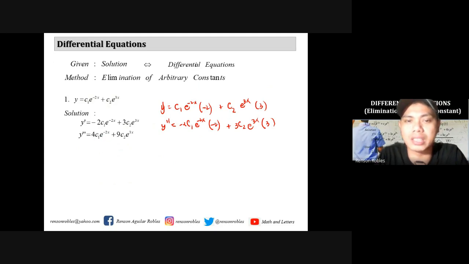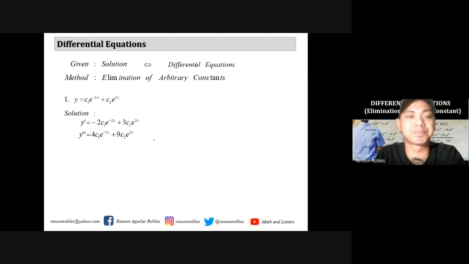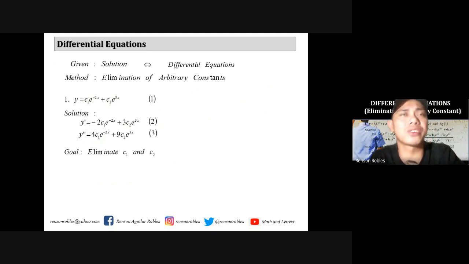4c1 e to the negative 2x, that's negative 2 times negative 2, that's why it's 4. And then 3 times 3, we have 9, c2 e to the 3x. Okay? Next. So, to eliminate c1 and c2, that is our goal. Okay, so we mark this equation 1, equation 2, and equation 3. So we shall apply the usual method. Yeah. If you can still remember how to solve systems of linear equations by elimination, we shall apply the same method here.